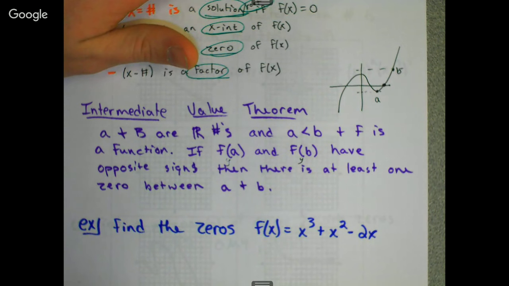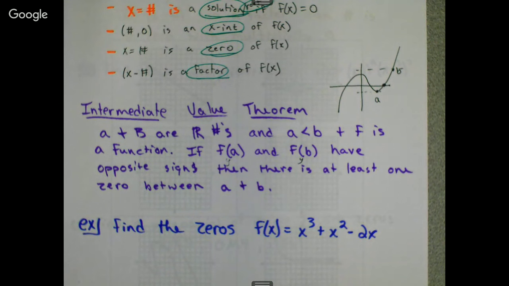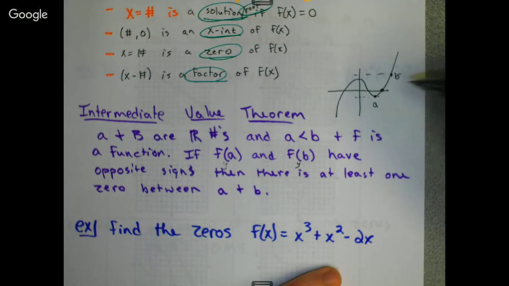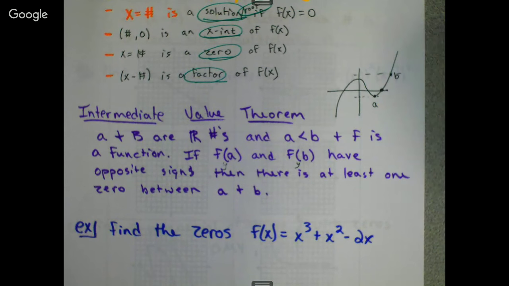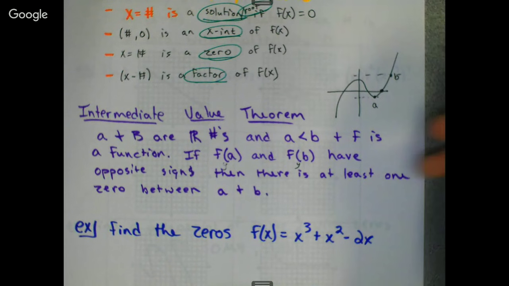Okay. So there's at least one zero. Does it tell me what the zero is? No. But I can use other methods to find that. I can keep dissecting this in half, and we'll talk about that later, seeing how the sign changes. But if the signs are opposite, there's at least one. Now, does that mean if the signs aren't different, there are none?